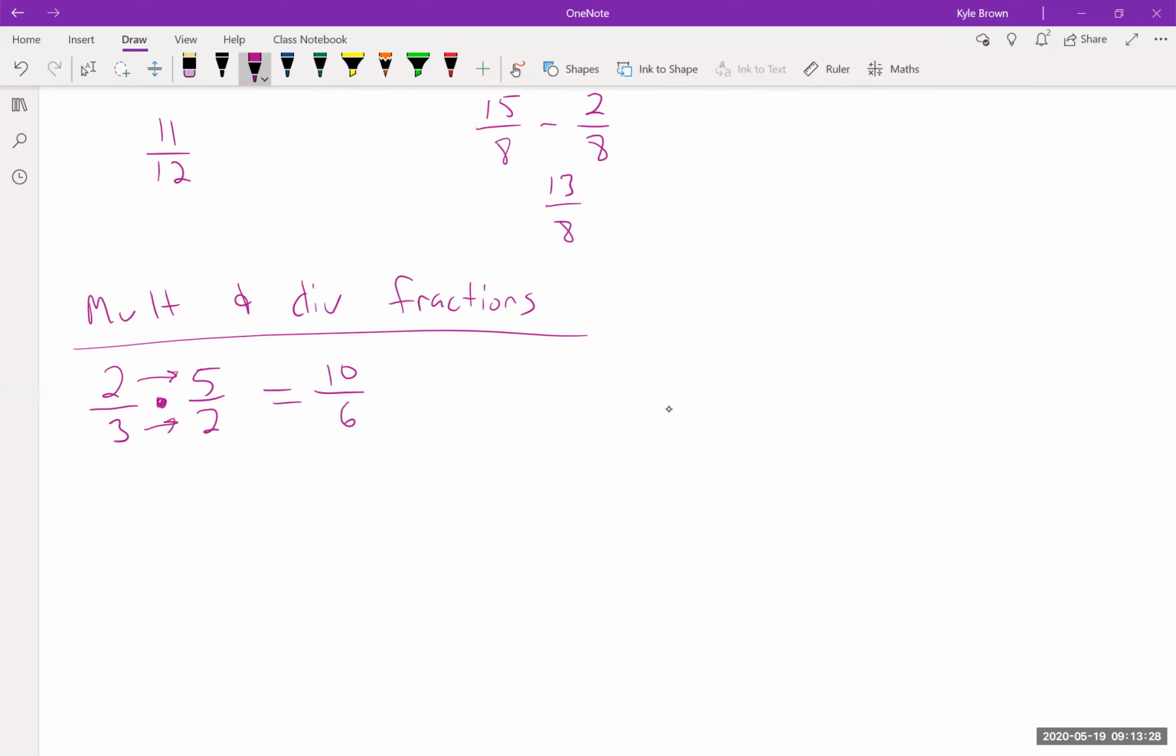Then I can see that those are both even numbers, so I know 2 goes into them. I'll divide the top by 2 and the bottom by 2. So 10 divided by 2 is 5, and we get 5 over 3.